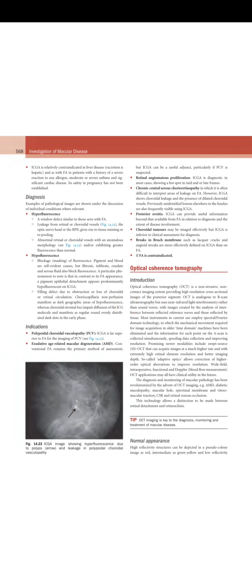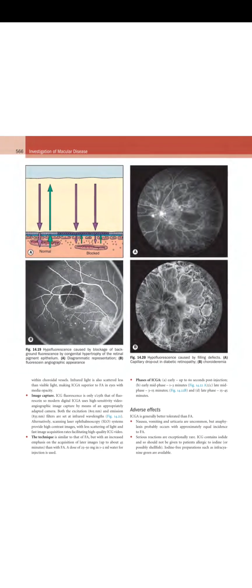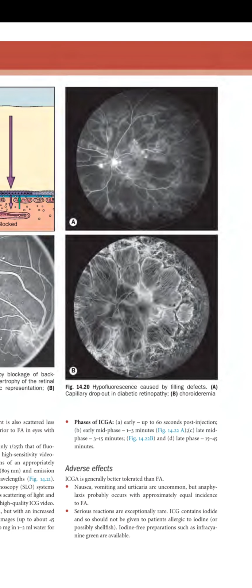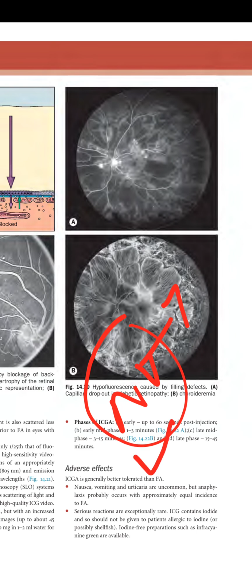So what are the adverse effects of indocyanine green angiography? Indocyanine green angiography is generally better tolerated than FA. Nausea, vomiting, and urticaria are uncommon, but anaphylaxis probably occurs with approximately equal incidence to FA. So basically, nausea and vomiting can occur, but it is uncommon as compared to FA. But anaphylaxis can occur with equal incidence to FA. Serious reactions are exceptionally rare.